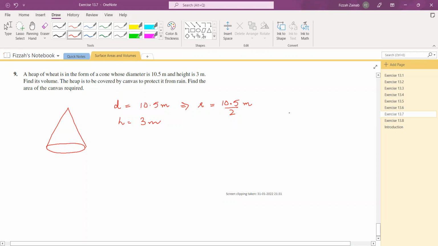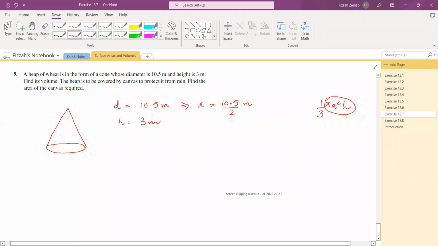Yes, please unmute your mic. Yes, Miraj, what is the formula for the volume of a cone? Pi r square h. Ma'am, 1/3 pi r square h. Exactly. Miraj, pi r square h is for a cylinder, right? And the cone is 1/3 of the volume of a cylinder. We also discussed it in the last class, right? Yes, ma'am. Okay, so don't forget this 1/3.